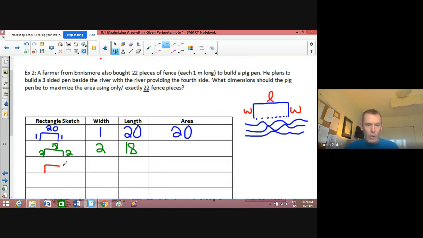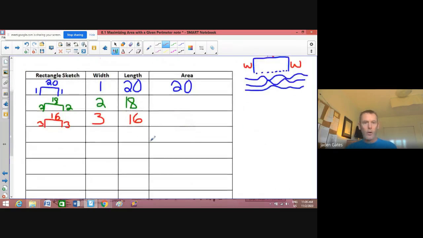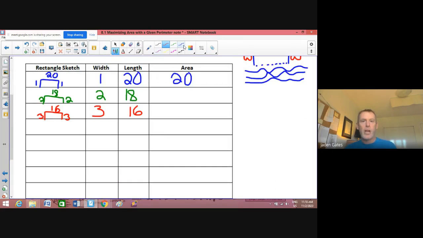All right, so the next width I would do is 3. So a 3 here and a 3 here. And so 3 plus 3, I've used up 6 pieces. All right, so 22 minus 6 is 16. And there we go. All right, so now I've done 3. So now the rest of the table, I'm going to follow the pattern.